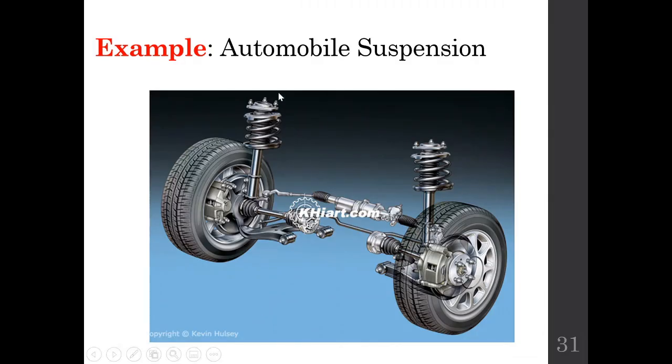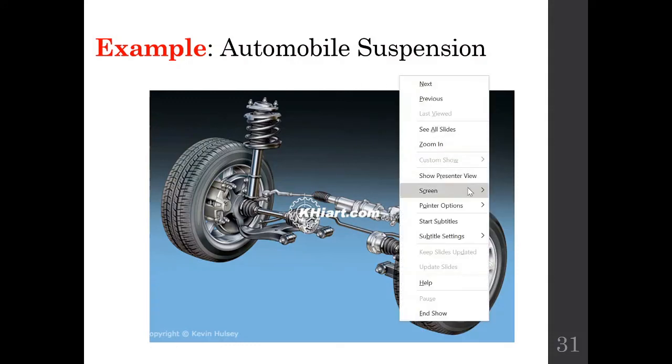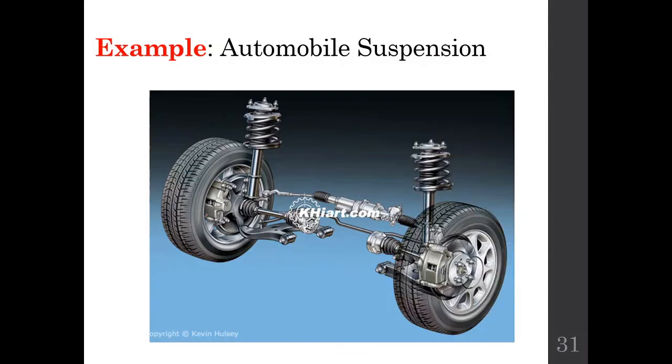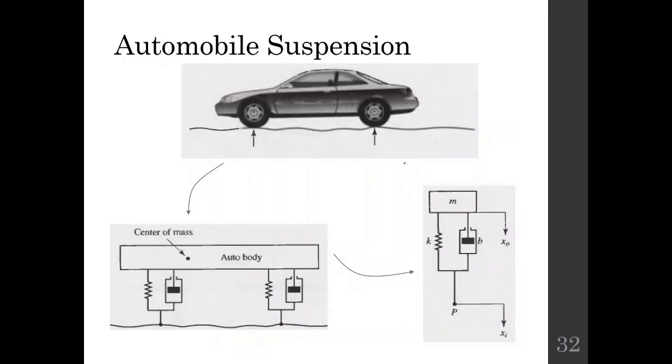Here is another example which is related to the suspension system of an automobile. Here we have two wheels of a car. Each wheel is connected to a suspension system which contains a spring and a dashpot, as you can see here. In the next slide, we are going to develop the mathematical model of this suspension system.